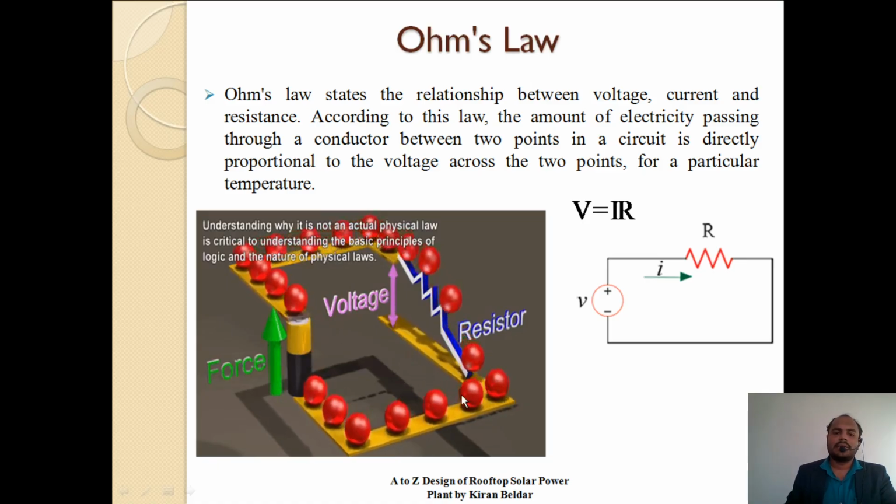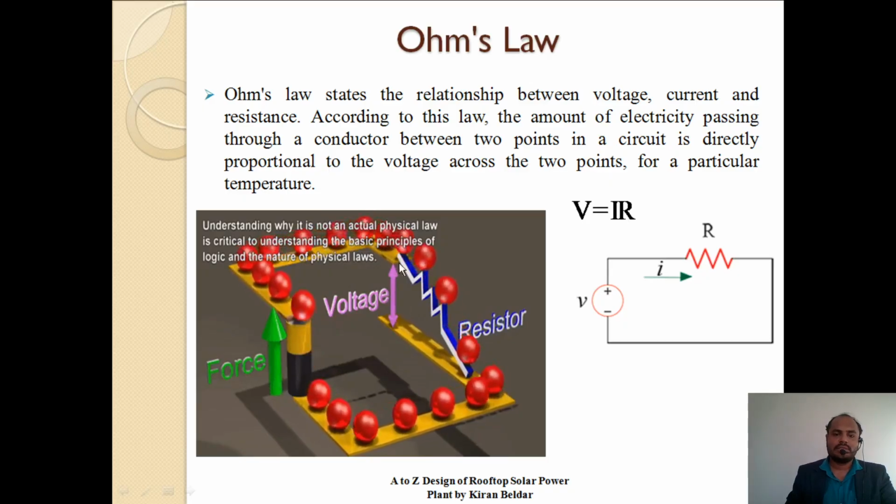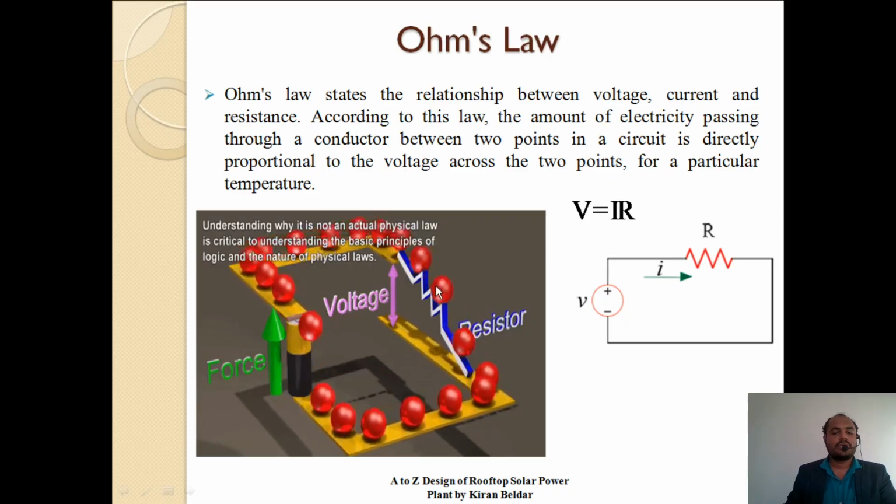The current, or these electrons, are flowing. This battery is responsible for a potential difference. This is termed as voltage. Due to this, the current is flowing. This structure is nothing but the resistor, which opposes the flow of electrons.